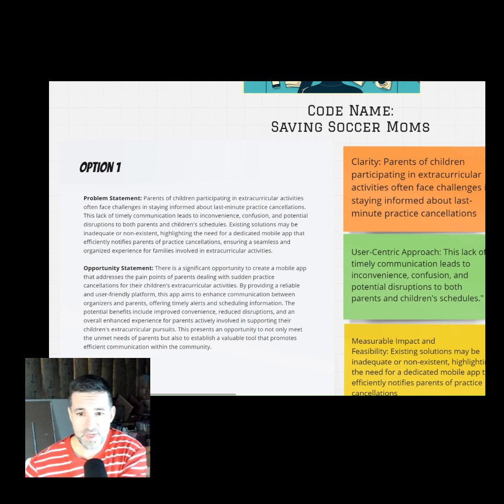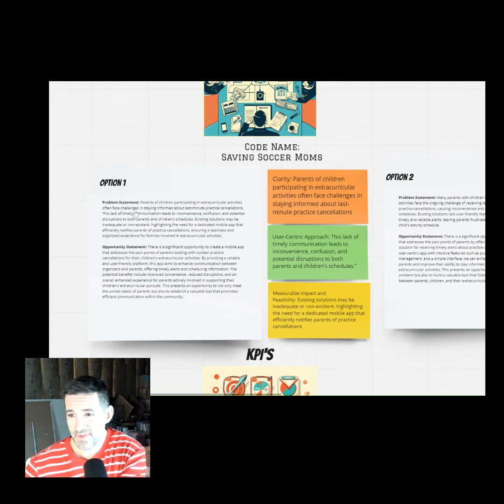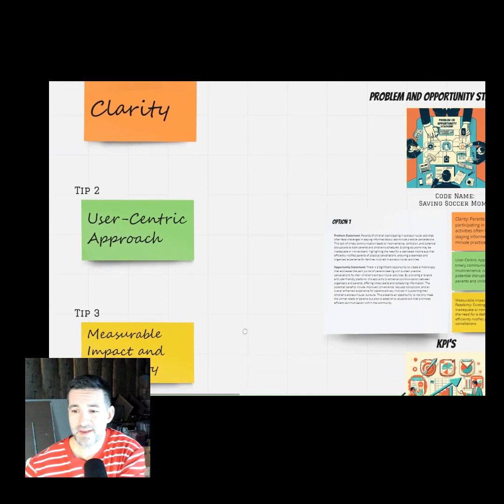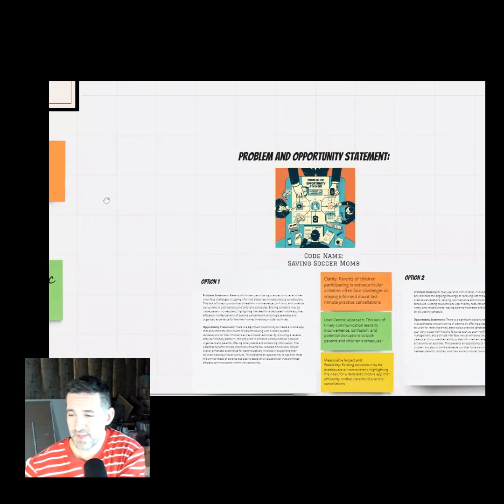And then the final piece is going to be measurable impact and feasibility. So I did identify the need for a dedicated mobile app by saying existing solutions may be inadequate or nonexistent, highlighting the need for a dedicated mobile app that effectively notifies parents of practice cancellations. So there you have it, folks. I have gone through the process of giving you some real hot tips, as they like to say, from a clarity perspective, user-centric approach, measurable impact, and feasibility, all combining into writing those effective problem statements.